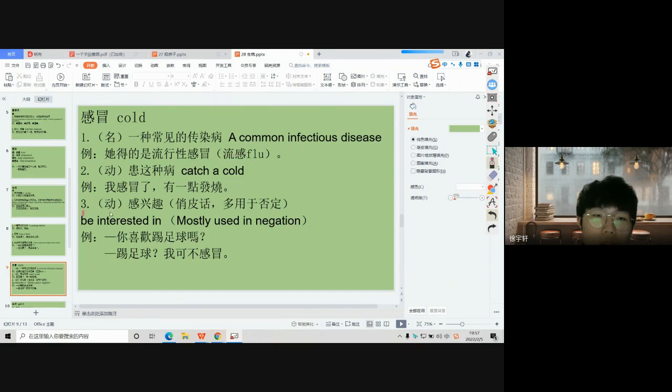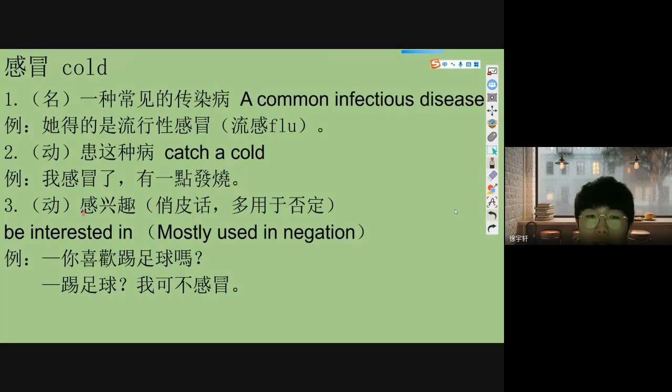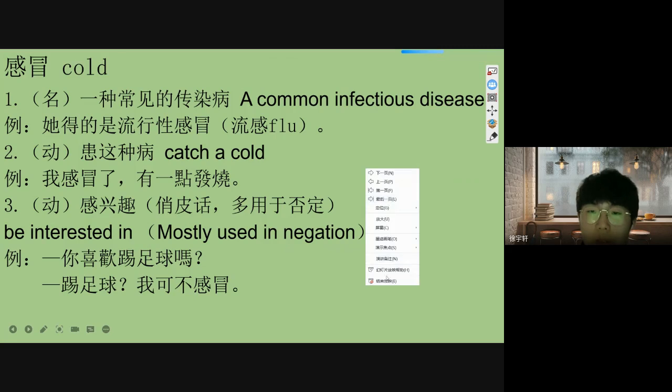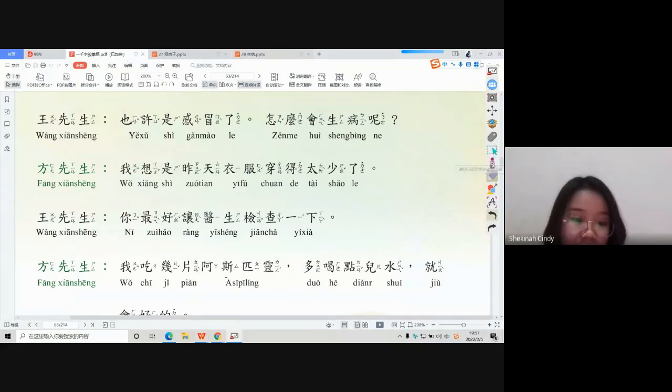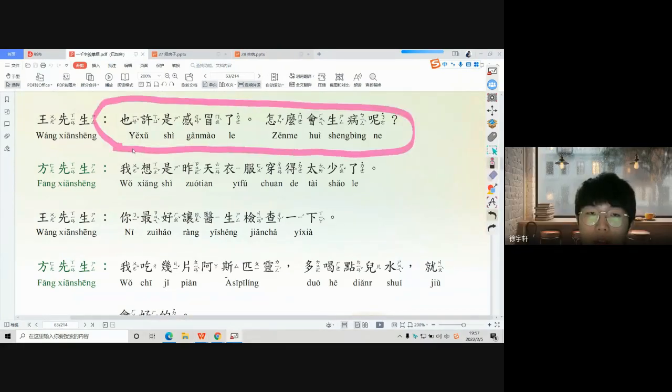And this third meaning, we don't often use. It means to be interested in something, mostly used in the negative. Do you like to play football? I am not interested in that. We can use 感冒. Is it good to understand? Okay. So 感冒 means get a cold and 发烧 means have a fever. I believe you understand this sentence now, right?